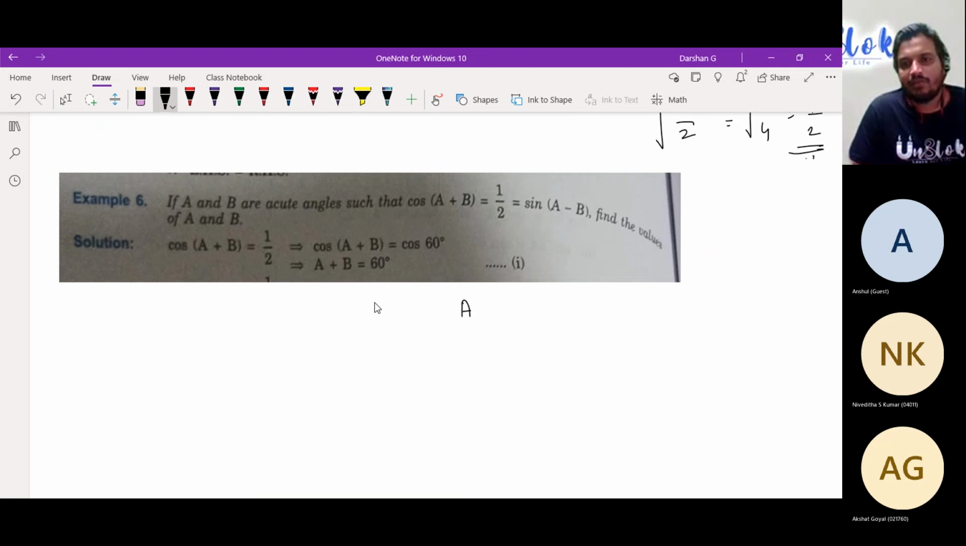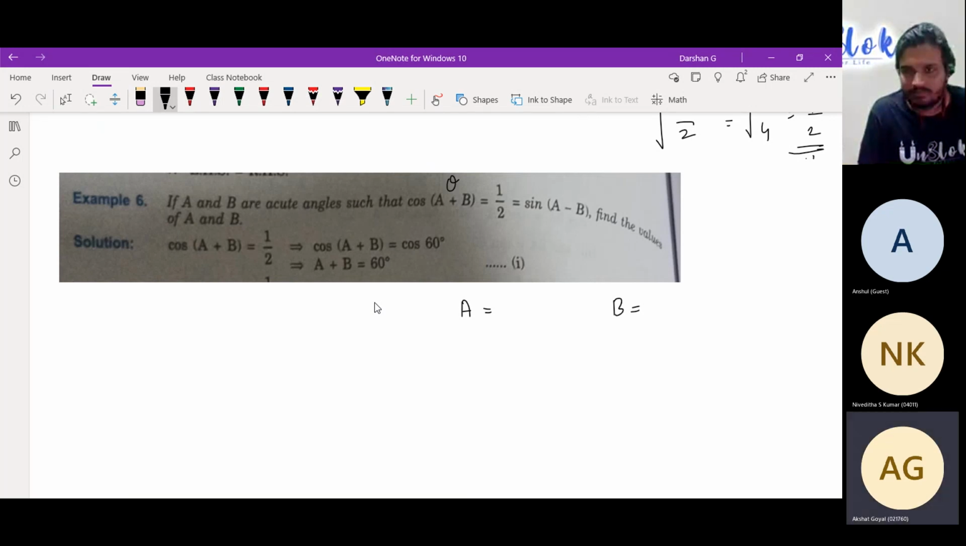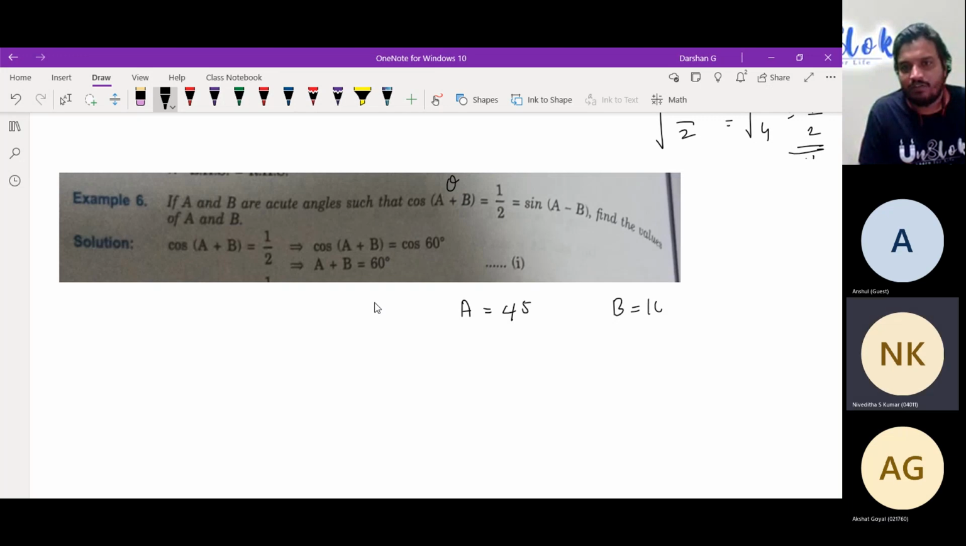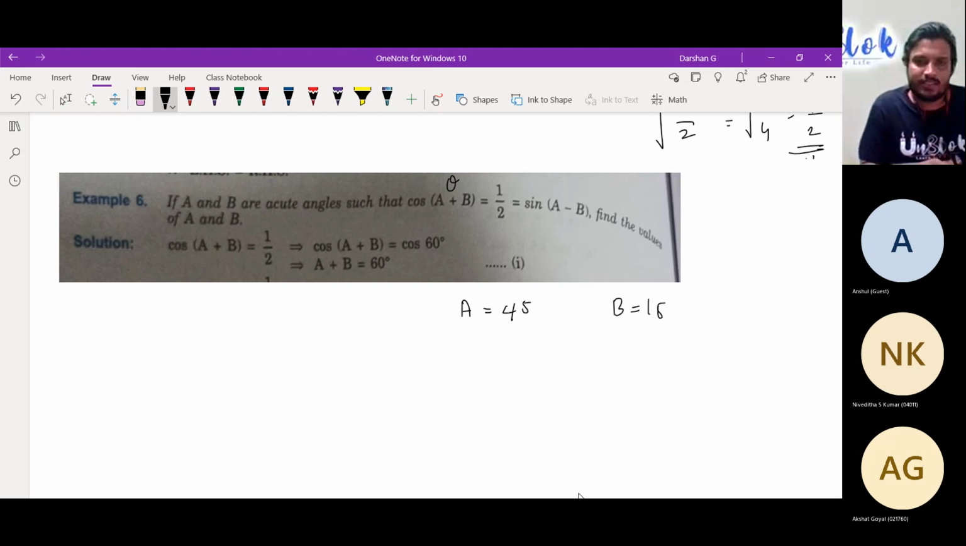What is the value of A and B? Anybody who has a value of A and B? Okay, consider this as theta. A is 45 and B is 15. Yes. So 45 plus 15 would be 60. So cos 60 is 1 by 2. Sin 30 is also 1 by 2, from 45 minus 15. Done. You can use simultaneous equations if you want to find the answer.